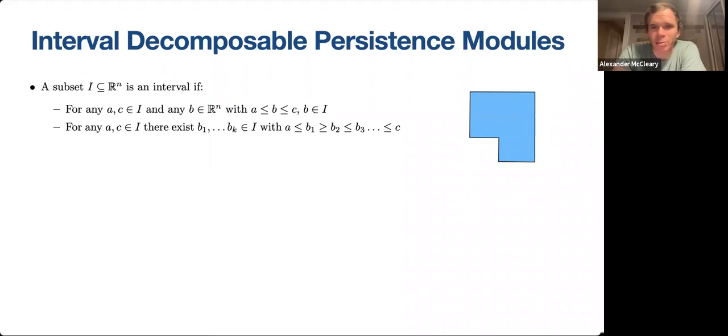And so what we want here is basically that if we pick any two points in our interval, we can find a zigzag getting from one point to another while staying entirely inside the interval. So the second condition is really just saying that our intervals are connected.